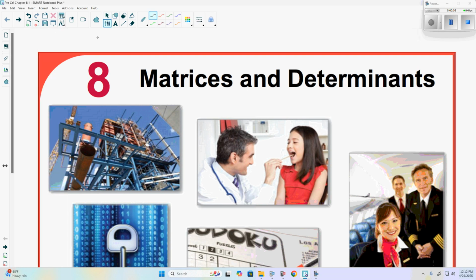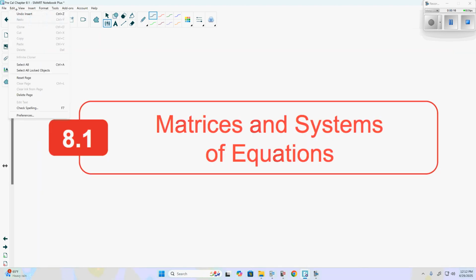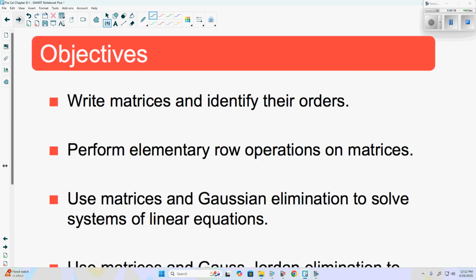Chapter 8 is the last chapter we're covering, matrices and determinants. Now this chapter we're going to be able to get through pretty easily. It's not bad. We've covered matrices before. Matrices systems.